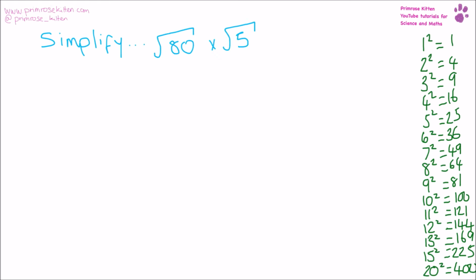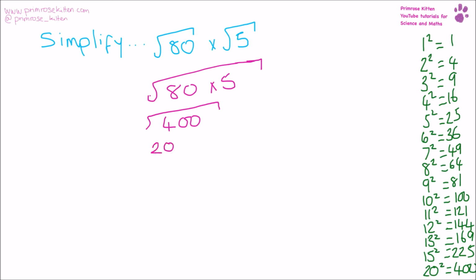Slightly more complicated now, we have 2 surds that we need to multiply by each other. So we're going to put them in one big square root. So 80 times 5. Now we need to know what 80 times 5 is. Doing that sum, we come up with the square root of 400. And looking at our list, 400 is on our list. So the square root of 400 is 20.